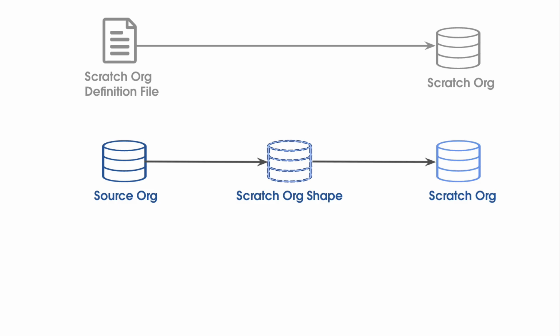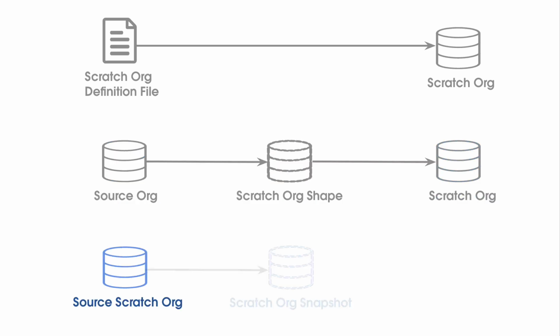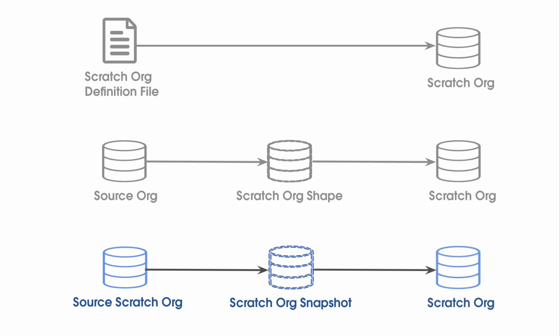For more information, you can watch the quick take on working with scratch org shapes, which I will link in the description below. The third option is to create a snapshot from a scratch org. A snapshot is a copy of the scratch org at a specific point in time. It not only captures the configuration settings and features, but also includes data and installed packages. We can then use these snapshots to create new scratch orgs. In the rest of this session, we'll dive deeper into how to work with snapshots.